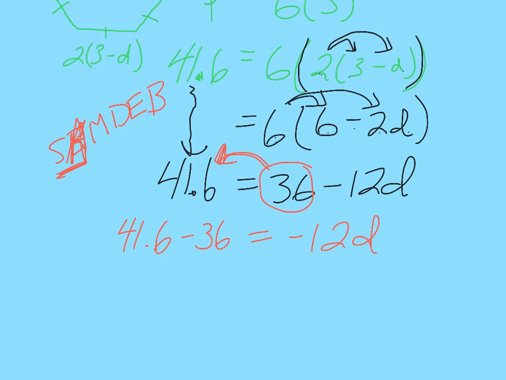So I punch this into my calculator. Some of you may be able to do it in your head; some of you are going to jump to your calculator. Either way is fine. 41.6, I'm going to subtract my 36. So I have 5.6 equals negative 12d. Now, be careful here. This is negative 12 times d. This is actually being multiplied. So we're going to divide by negative 12 on both sides.